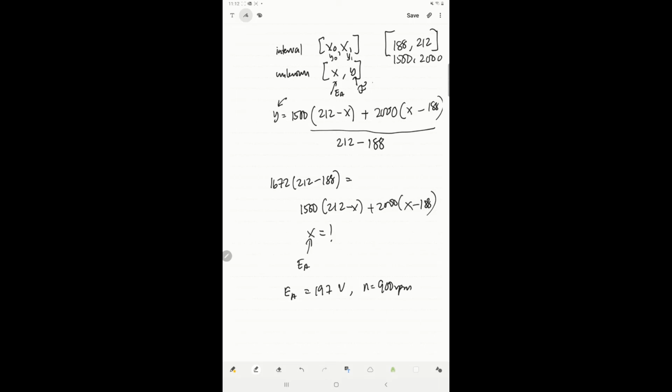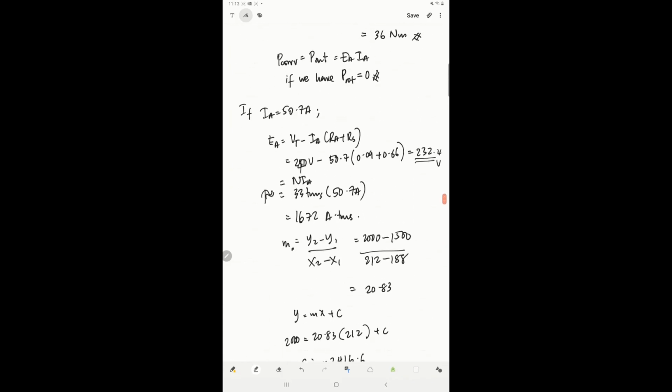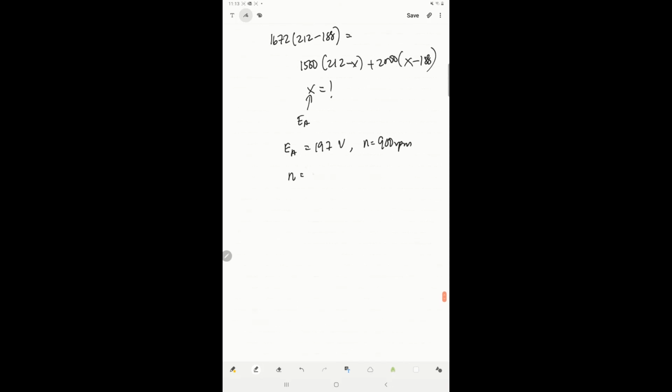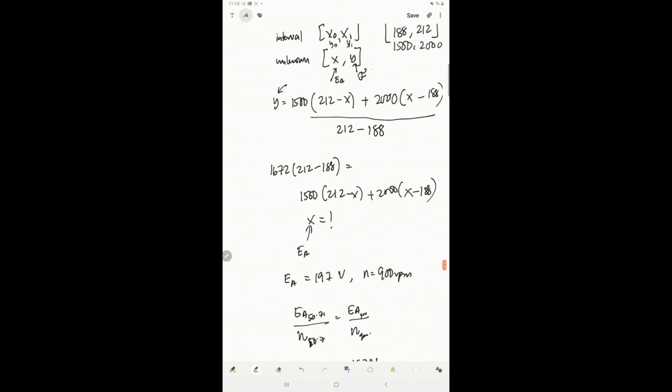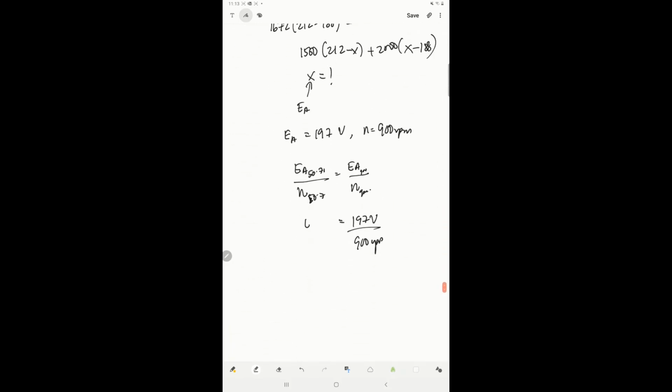Okay, so the speed of the motor at the condition of the calculated EA, which is 232.4 volts, is simply we do the same equation again. So EA from the 50.7 ampere, and the speed at 50.7 ampere, we compare with the EA that we have from 900 rpm, and the speed that we have at 900 rpm. So it's 197 volts over 900 rpm, and then the EA is 232.4 volts divided by the speed that we want to know, right? Okay, so this speed is 1062 rpm.